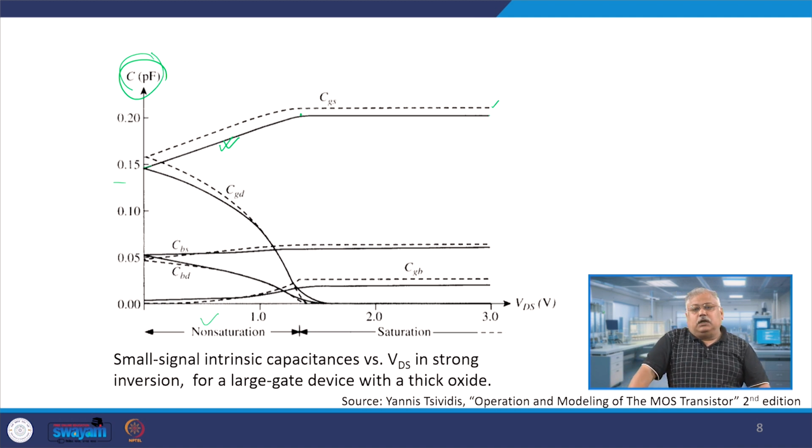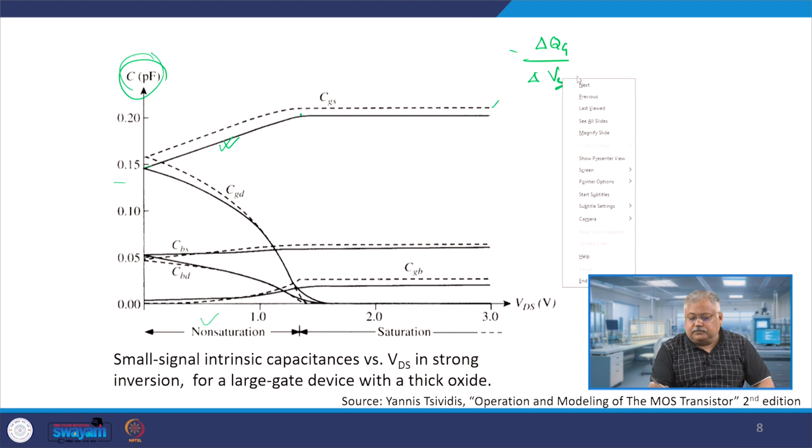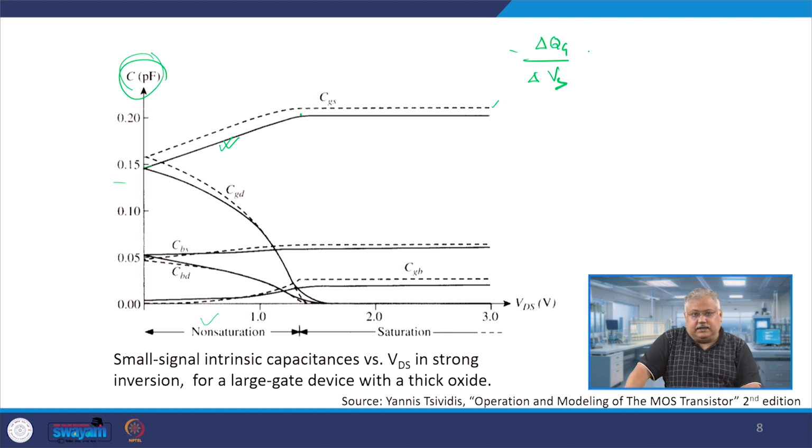Saturates why? Because if you look at CGS, it is basically minus del QG by del VS, right, for a fixed value of VDS. Now, once you enter saturation, this shows a constant term, because for the same increase in the value of VDS, you will expect to see the same increase in the value of the charge. Let us look at CGD, gate to drain.